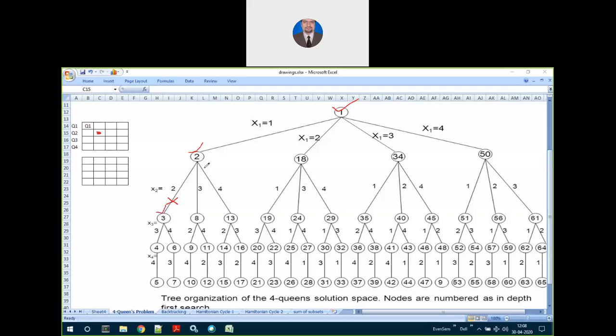Other possibility means what? Since I cannot keep it in the first column because q1 is already there, I try to keep it as the q2, that is in the second column. So then there will be a violation. Then what I can do? I can position it on the third column. If I try to keep on the third column, what will happen? I have to see here.